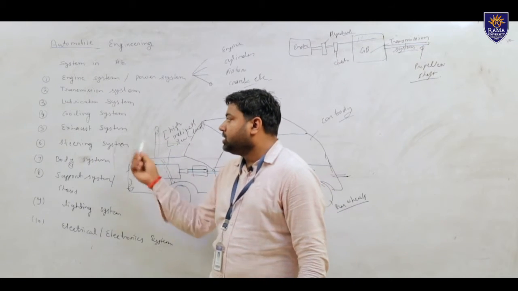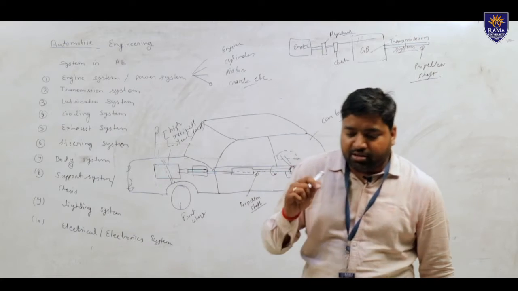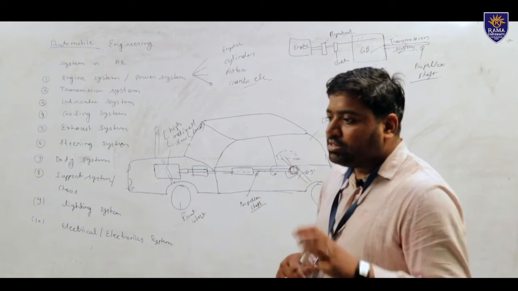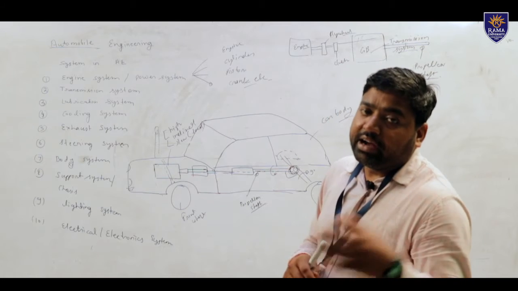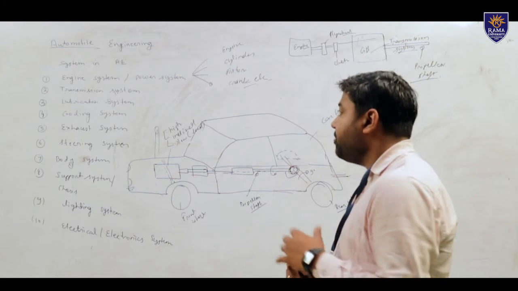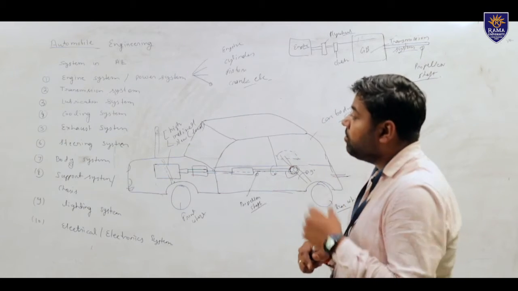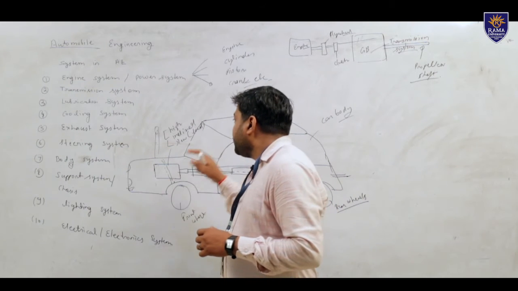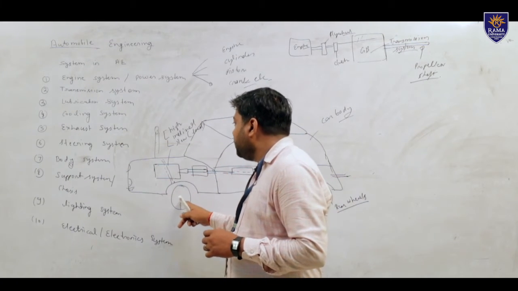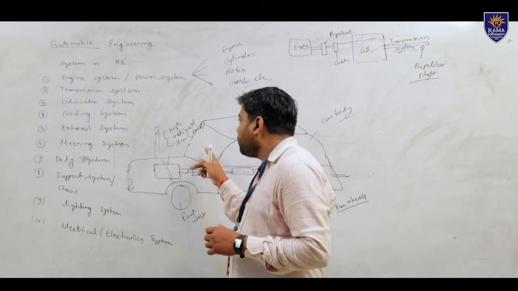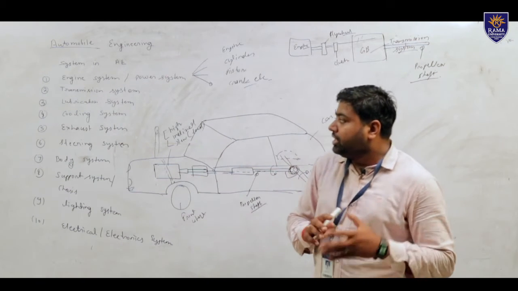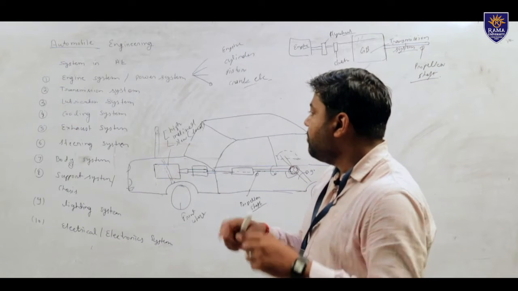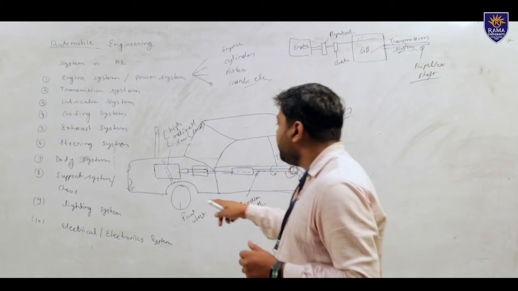Then the steering system. If the vehicle is moving on the road, the driver needs proper guidance to make a right turn or left turn, or sometimes drifting. So steering is important for controlling the front wheel from the hand of the driver. The steering system starts from the hand of the driver, the steering wheel, and goes to the front wheels.